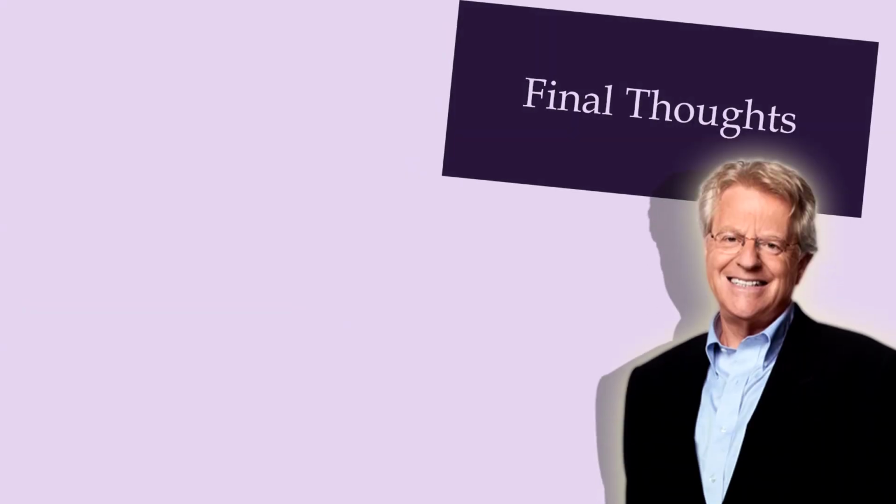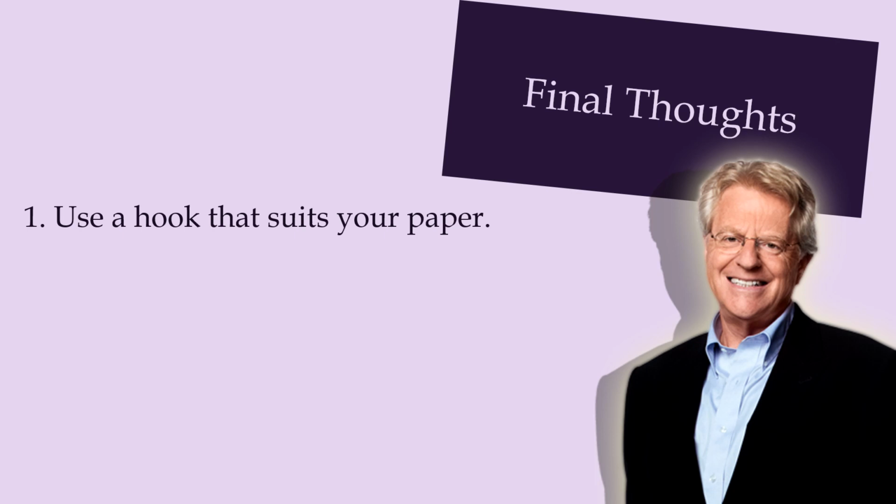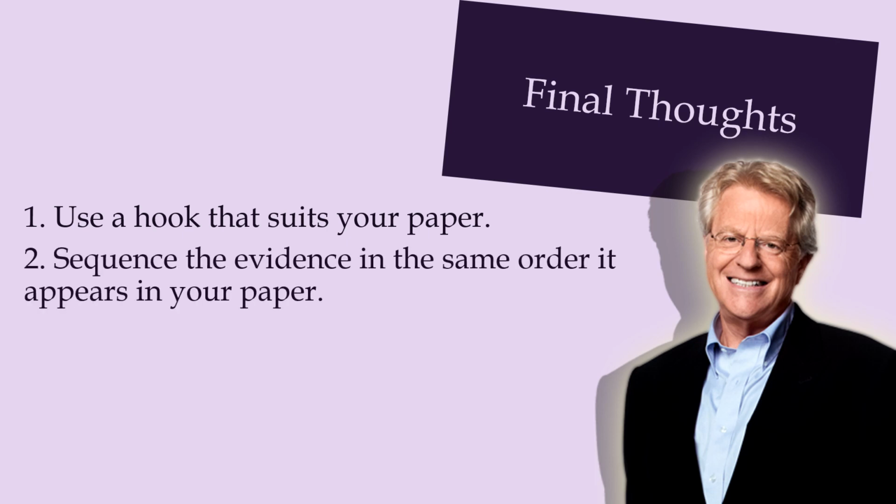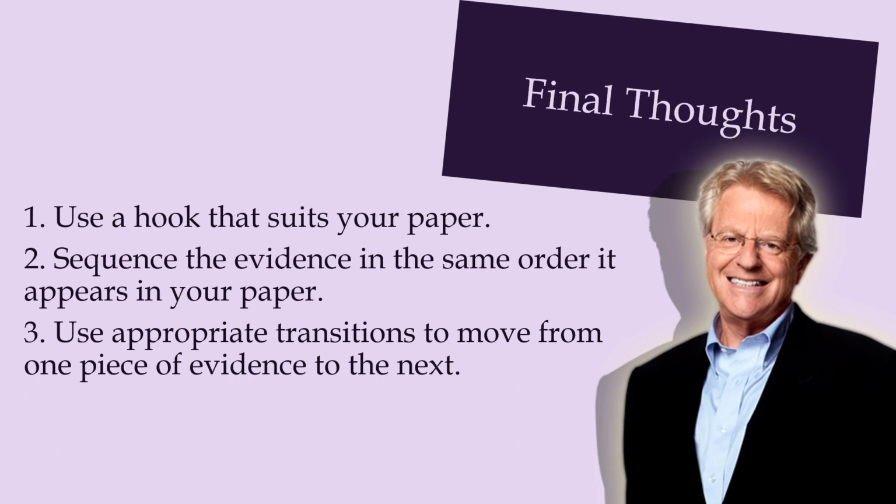Now it's time for some final thoughts. First, be sure to use a hook that suits your paper. There are many different options out there, but not every hook works equally well with every topic. 2. Sequence the evidence in the same order that it appears in your paper. This is critical because it allows your reader to understand the direction that you're going in. 3. Use appropriate transitions to move from one piece of evidence to the next. This way, the reader will be able to understand how each piece of evidence relates to each other.